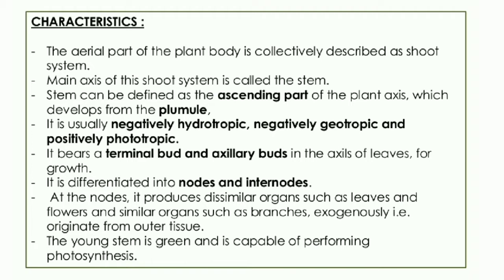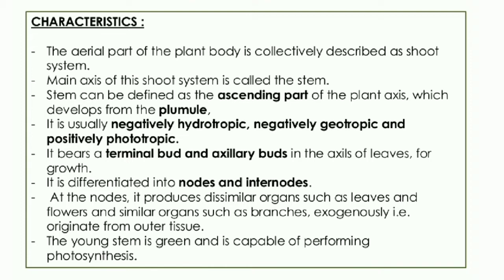It is usually negatively hydrotropic, negatively geotropic, and positively phototropic. Means it is growing out of the soil, it is growing towards the light, and it bears terminal bud and axillary bud in the axil of the leaves for growth. Axil means the angle between stem and the leaves is called axil. If the bud grows in that axil, it is called axillary bud, and if the bud is present at the tip, it is called a terminal bud, and it is differentiated into nodes and internodes.